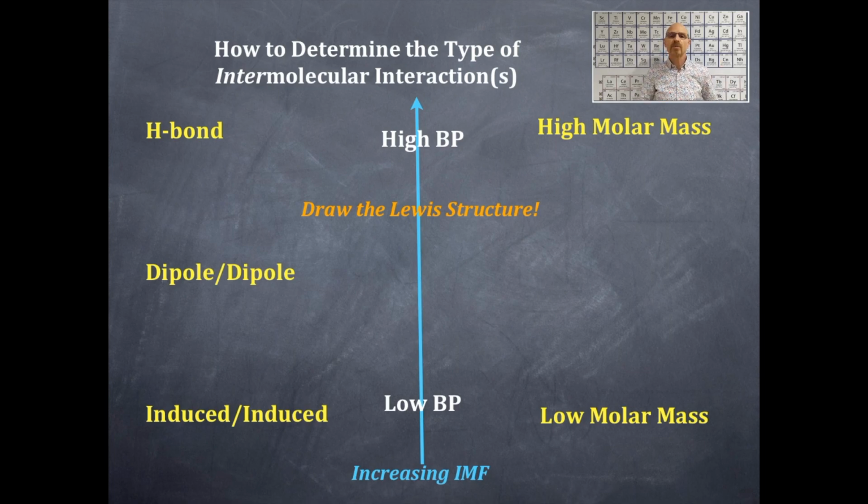So let's see if we can apply this information to a few different molecules. Remember, you're going to draw the Lewis dot structure first. Which one has a really high boiling point, which one has a low boiling point. You're going to look at the molar mass. You're going to look at the type of intermolecular forces that are occurring. Okay, so let's give this a try.